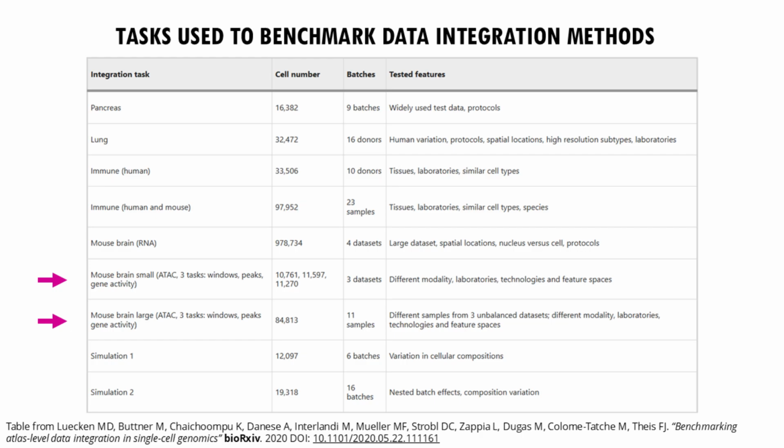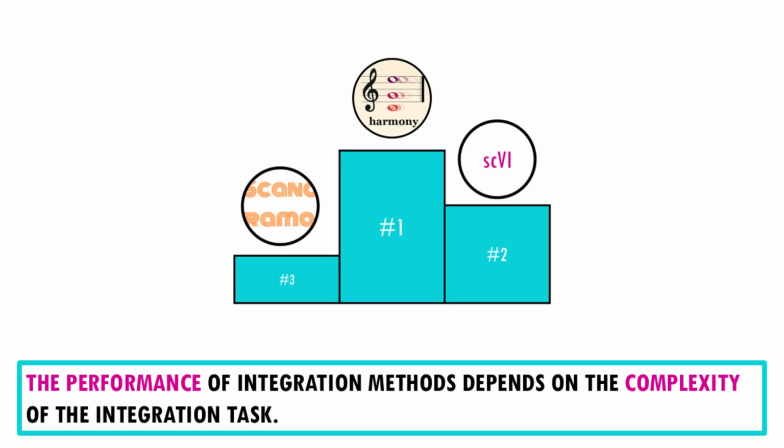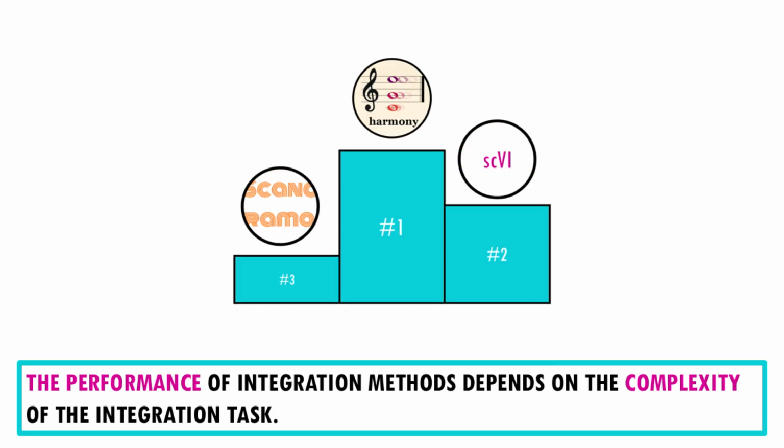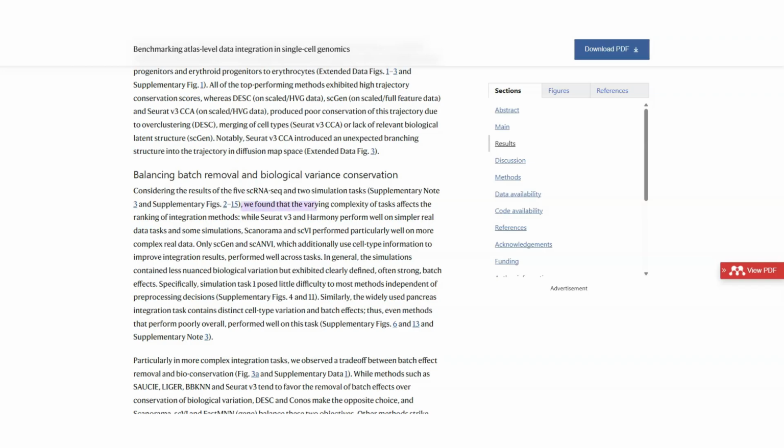So the reason I'm mentioning all of this is that one of the key takeaways of this publication is that method performance is dependent on the complexity of the integration task. So depending on what effects you want to correct for, one method would be better at correcting it than another. For example, Harmony works really well on simple integration tasks, but on more complex integration tasks, it doesn't really rank top 3. There, you might be better off choosing a method like Scanorama with embeddings or SCVI. But we'll get into the results in just a minute.